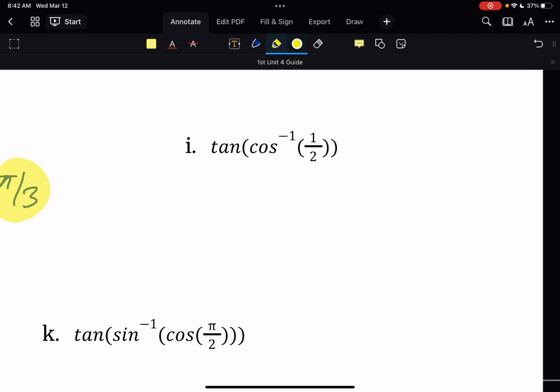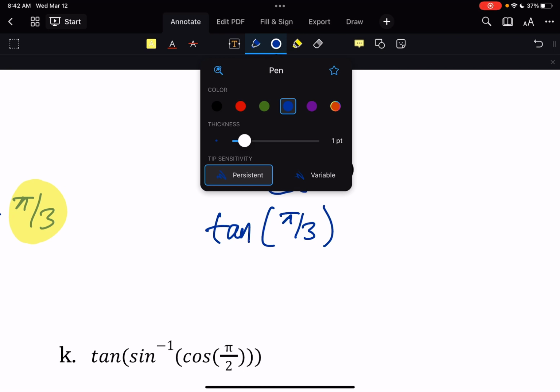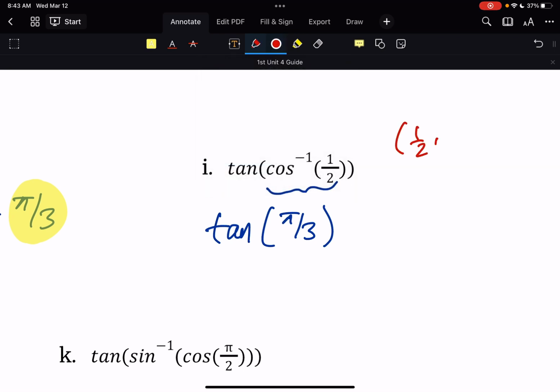Okay, next one. The tangent of inverse cosine of 1/2. So I'm going to start by doing the inverse cosine of 1/2. So where in quadrants 1 and 2 do I get x coordinate of 1/2? And that is at pi over 3. So I'm going to do the tangent at pi over 3. And remember, tangent is going to be y over x. So pi over 3, the coordinates are 1/2, radical 3 over 2. And so dividing y over x, radical 3 over 2 over 1/2, that gets me radical 3.